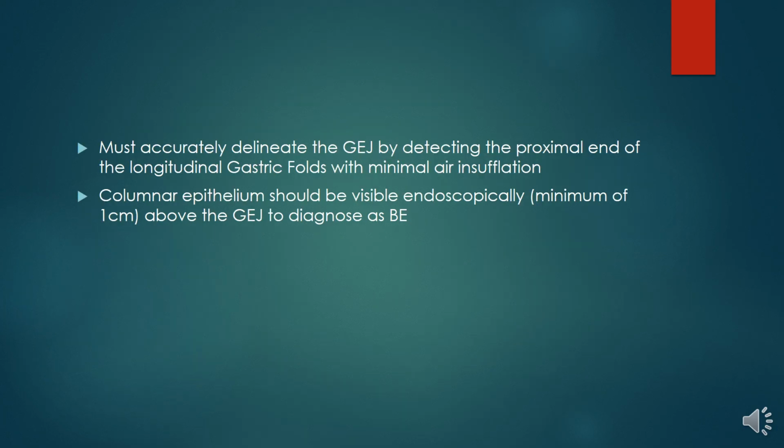One must accurately delineate the gastroesophageal junction by detecting the proximal end of the longitudinal gastric folds with minimum insufflation. The columnar epithelium should be visible endoscopically a minimum of 1 centimeter above the gastroesophageal junction to diagnose Barrett's esophagus.